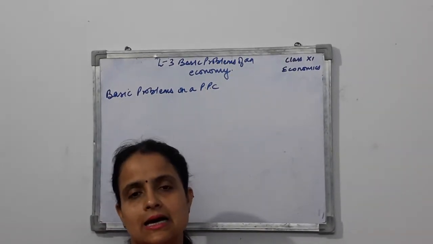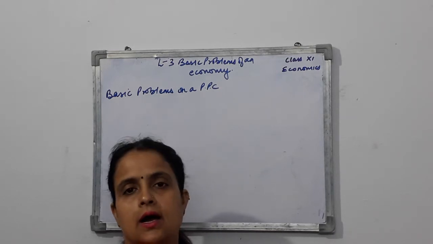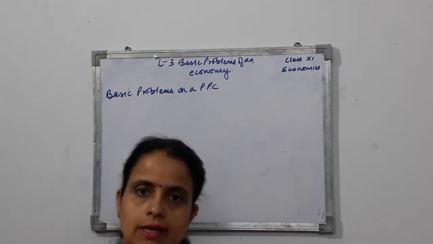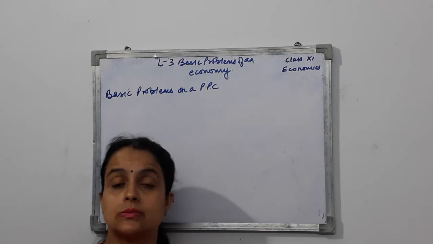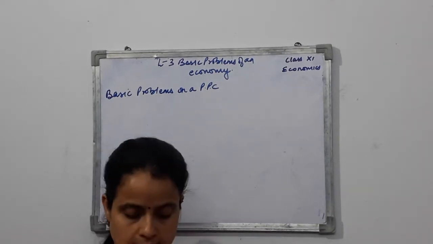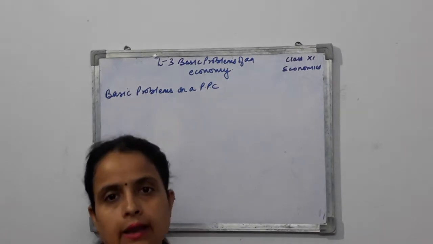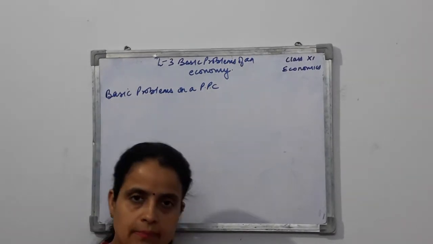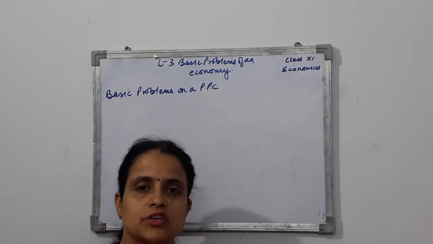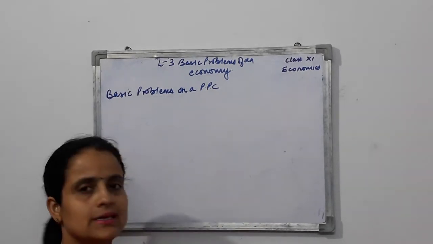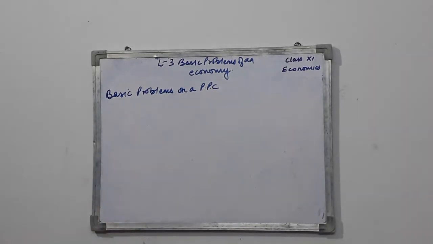PPC is a diagram or a curve on which we show different combinations of two goods which can be produced with the given resources and given technology. So what is the possibility of production with the given resources and technology can be shown in a PPC, right? So PPC shows the best possibilities a nation has to produce. Now we'll be seeing what sort of problems we can show on the PPC.